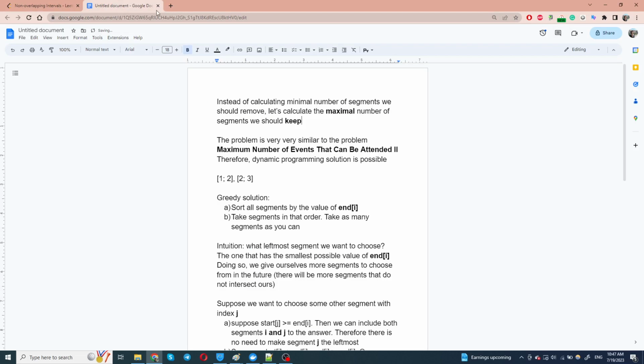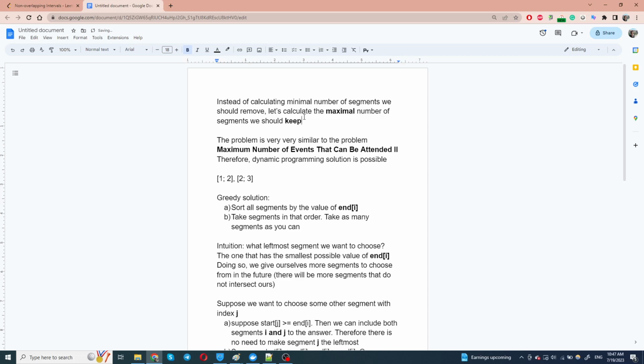Let's discuss the solution for this problem. So first thing that we are going to do is the following. Instead of calculating the minimum number of segments we should remove, let's calculate the opposite. Let's calculate the maximum number of segments we should keep. Then, if we know that, it's trivial to calculate the answer. We will just subtract this value, the maximum number of segments we should keep, from the total number of segments, and we will get the minimum number of segments we should remove.